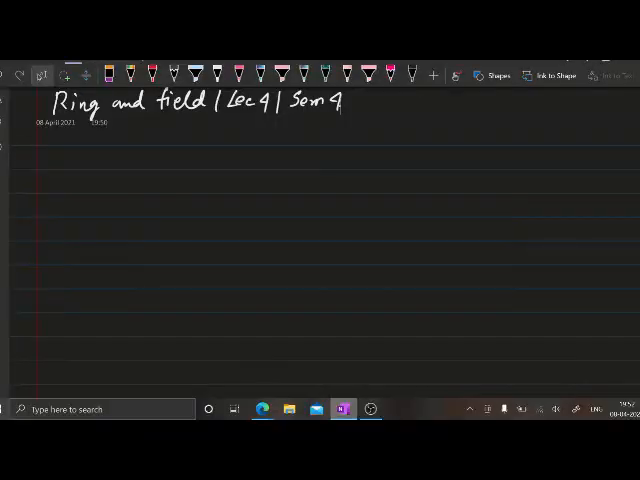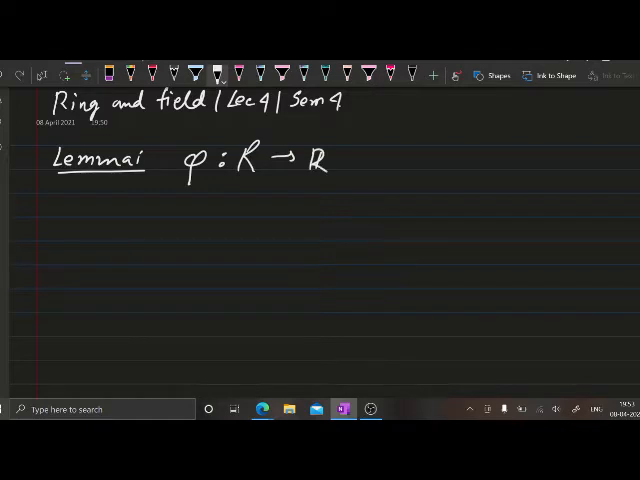So let us begin with an immediate property that a ring homomorphism has. That is, suppose you take... this can be treated as a lemma. Suppose you take a ring homomorphism phi from R to R dash.